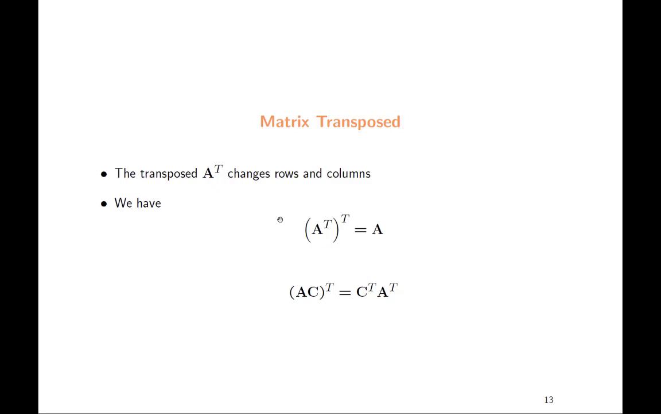We already talked about the transpose of a matrix, and if you do it twice, you get the original matrix back. More important, if you have a product of two matrices and take the transpose of the product, it's the transpose of the individual matrices, but the order is changed. So here it's A, C, and it becomes C, A.